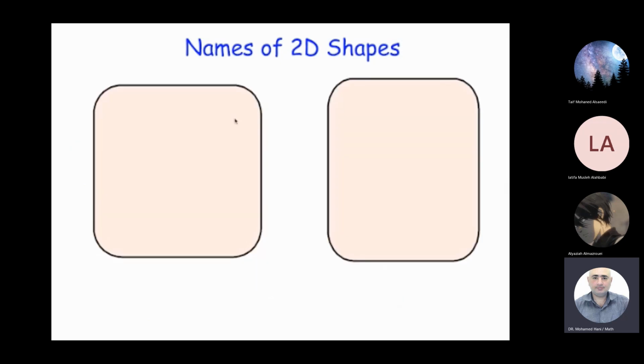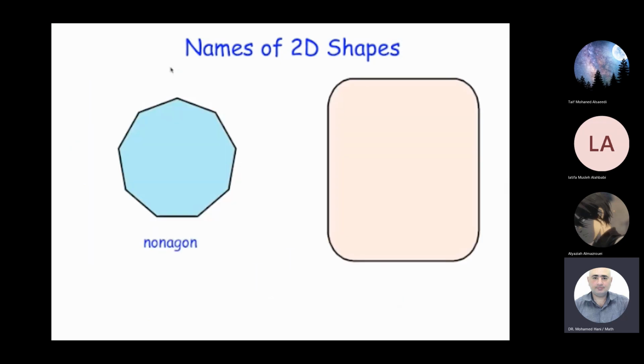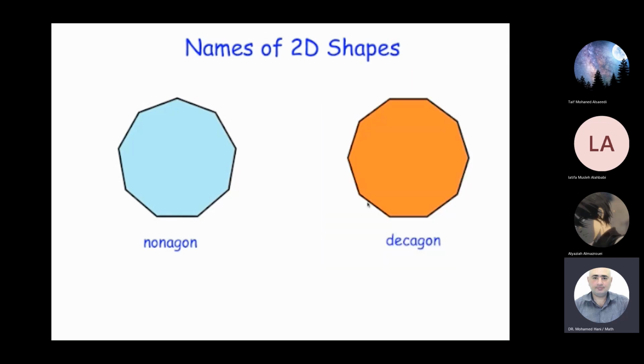Let's look at a couple more. Here we have got a nonagon. A nonagon has 9 straight sides. If you count them, 1, 2, 3, 4, 5, 6, 7, 8, 9. It's called a nonagon. And a decagon has got 10 straight sides. So it's 10 straight sides, 1, 2, 3, 4, 5, 6, 7, 8, 9, 10. It's called a decagon. Now there's names for 11, 12, and so on, and some of them are really quite funky.